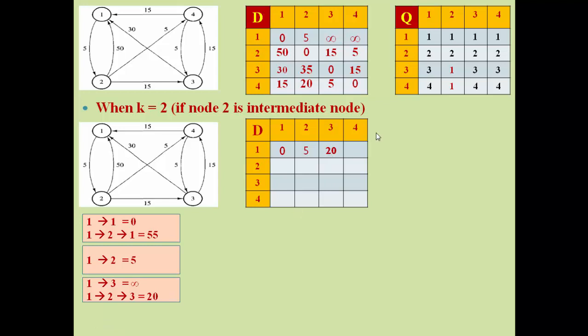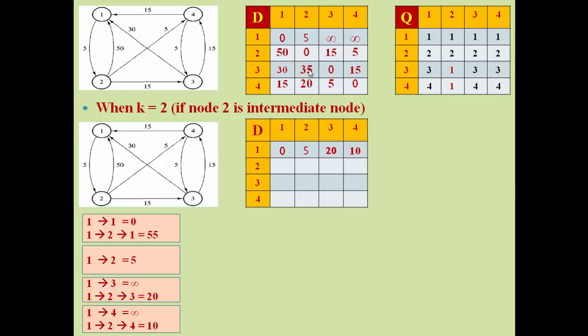To reach from 1 to 4, we have no direct path and the value is the sentinel symbol. But when we consider 2 as an intermediate node, at that time 1 to 2 is equal to 5 and 2 to 4 is equal to 5, so the total is 10. So 1 to 4 is sentinel, and 1 to 2 and 2 to 4 when we consider 2 as an internal node is 10, so the minimum value is 10 and we have to fill 10 here.